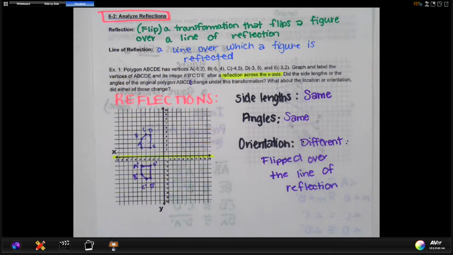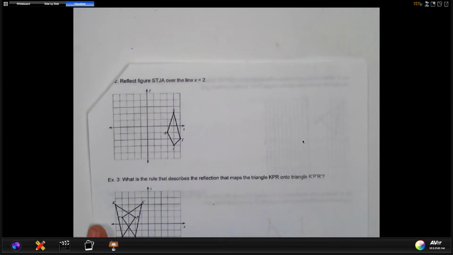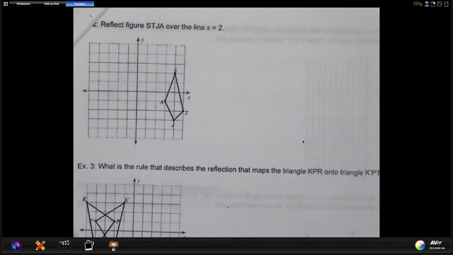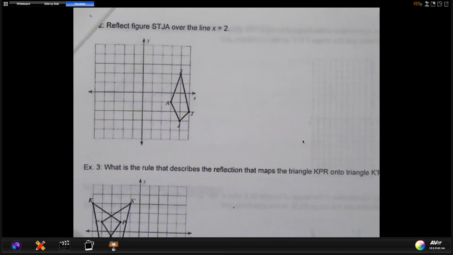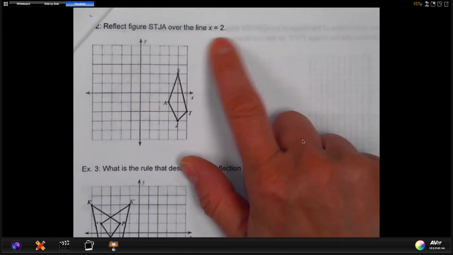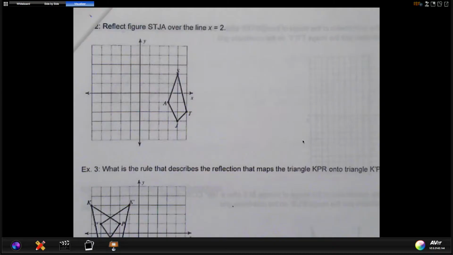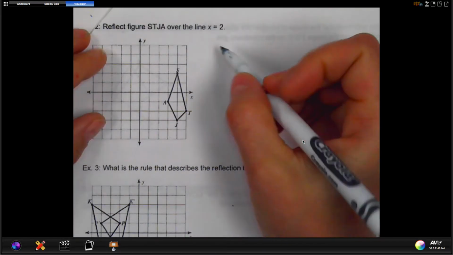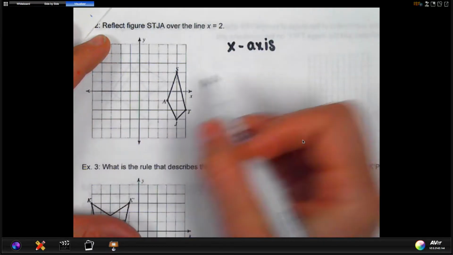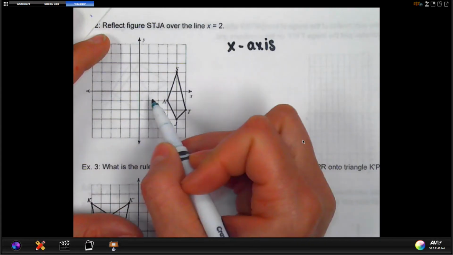Let's try another one. If you flip the packet over to the next page, we're going to do example 2, and then example 3 we're going to save for our next lesson. It says, reflect figure STJA over the line x = 2. Notice it does not say x-axis, so what we need to do is figure out where that line is. If you recall, x = 2 means that I need to use the x-axis, and I'm going to find where positive 2 is.